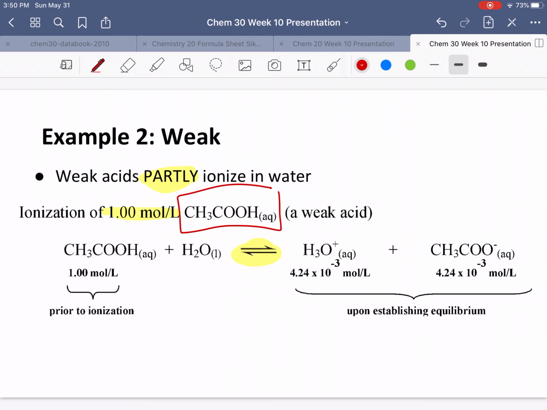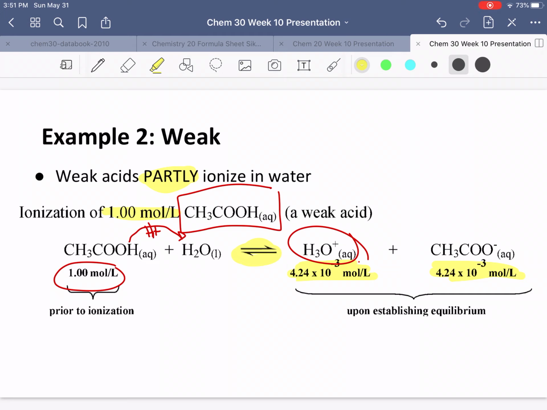So if it's not one of those strong 6, bam, it's weak. Now, prior to ionization, we have that 1.00 molarity. After it reacts with water, same deal, guys, in terms of this reaction with water. There's a proton transfer, the H plus moves over, hence we end up with hydronium, right? But notice these new concentrations, 4.24 times 10 to the negative 3 moles per liter. And then, of course, identical for the acetate ion.